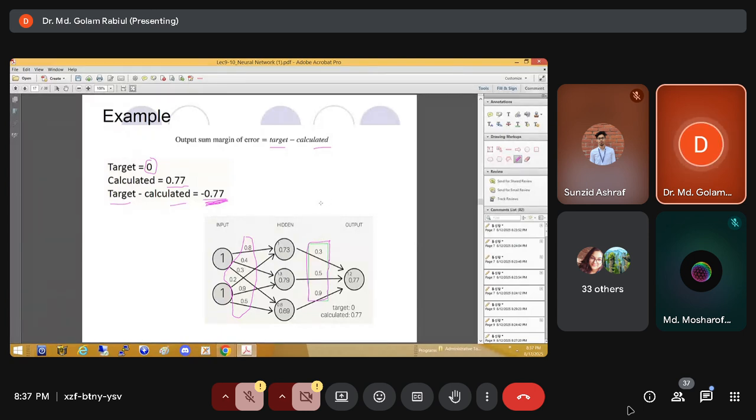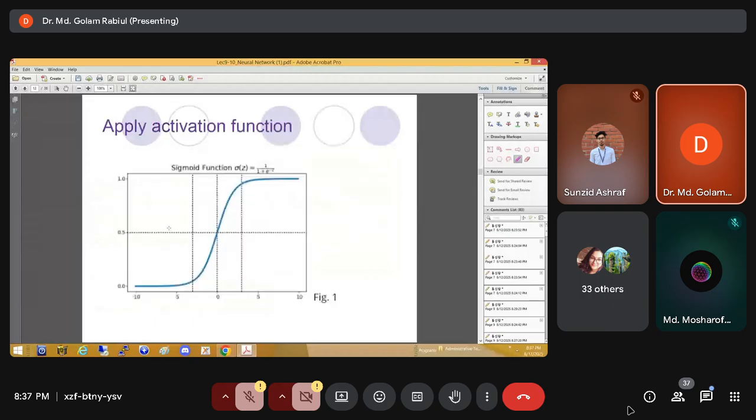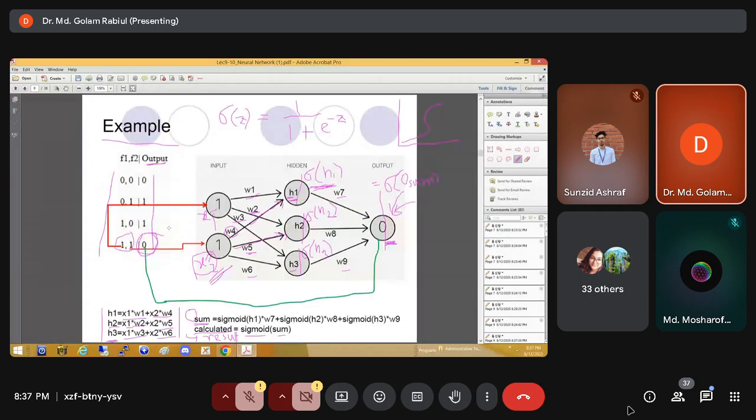There is only one way. We have to update those weights, because the input cannot be changed. Input is 1, 1, and we cannot change it. So in our forward propagation equations, we can see there is x1, w1, x2, w2.